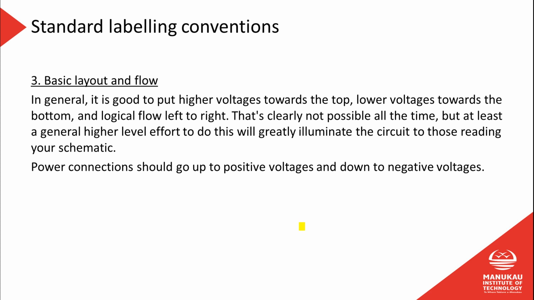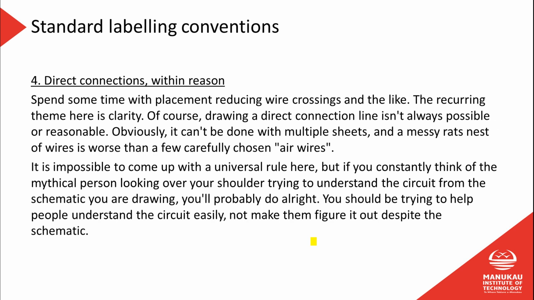Basic layout and flow. In general, it's good to put higher voltages towards the top, lower voltages towards the bottom, and logical flow left to right. So logical flow left to right would be like our input comes in on the left, and then we have our components as they are electrically. That's how we draw them physically, and then our final output would be on the right, or our last appliance or whatever. That may not be possible at all times, but at least a general high level effort to do that will greatly illuminate the circuit to those who are reading the schematic. Power connections should go up to positive voltages and down to negative voltages.